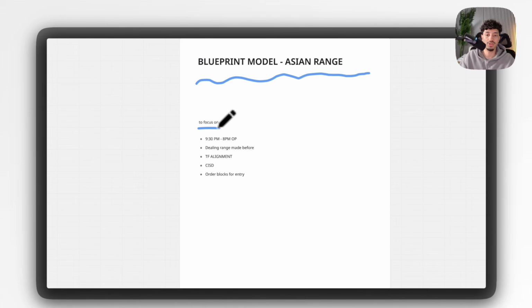The first component to this model and what you actually need to focus on is 9:30 p.m. This is going to be the time you're waiting for price to hunt liquidity. Just like all of my blueprint models, you have a very specific time that you're looking for price to hunt for liquidity. For example, this is where price is moving around in a range. And once we make this range, you know that buy side liquidity is going to be resting above this high and sell side liquidity is going to be resting below this low.